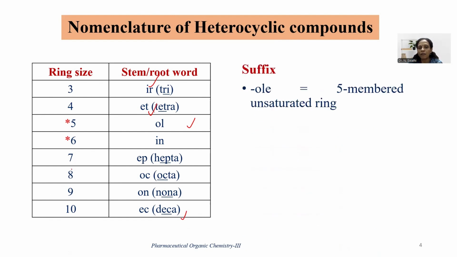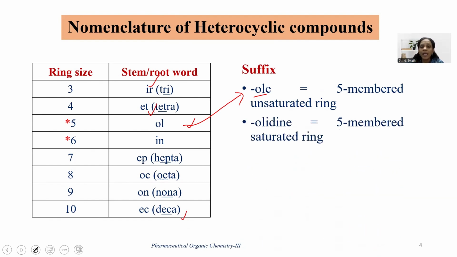So generally we have to provide the information related to the degree of unsaturation. That means whether the given heterocyclic compound is a saturated compound or unsaturated compound, that we have to indicate in its suffix. So in case of 5-membered rings, if we write "ol", so "ol" corresponds to 5-membered rings. If this "ol" is ending with E, that indicates that it is a 5-membered ring which is unsaturated, like pyrrole.